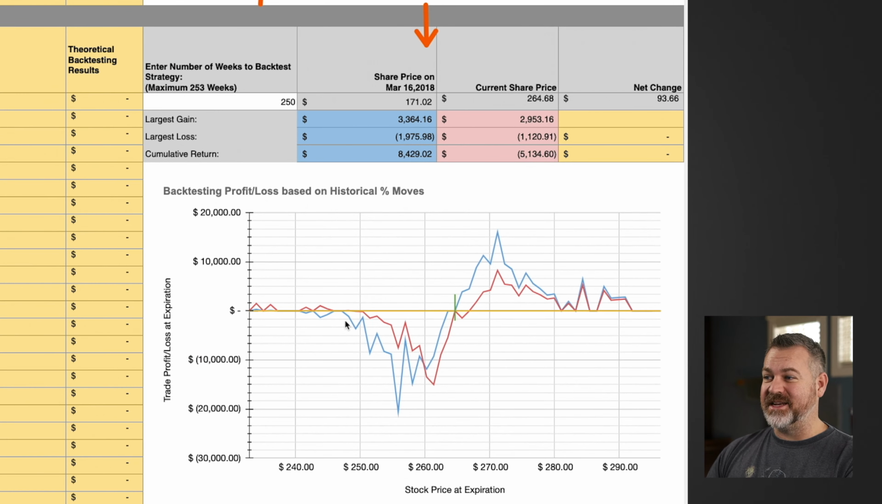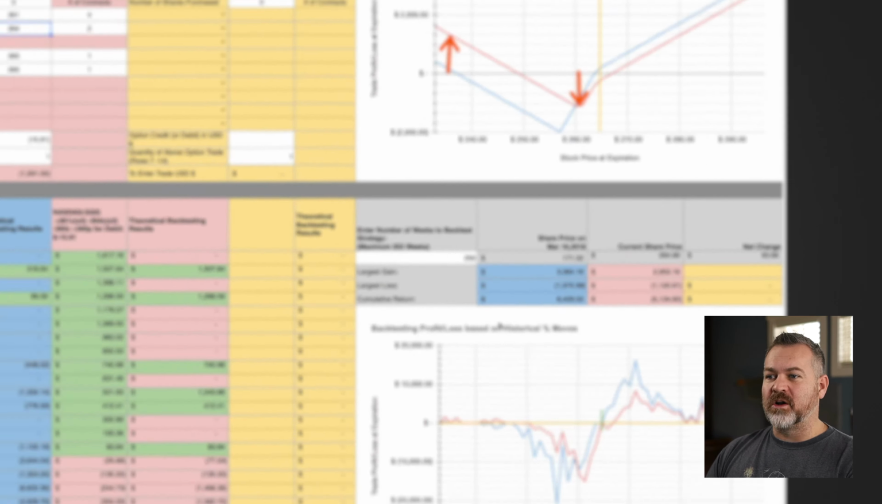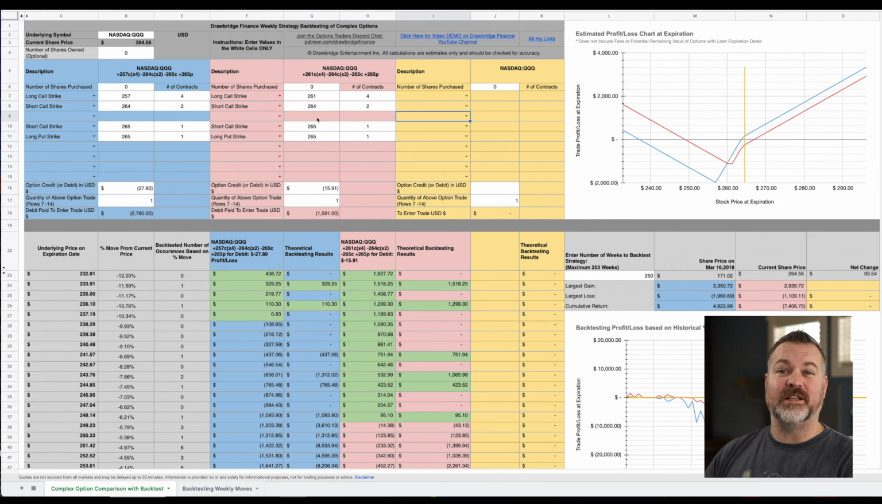Now, the cool thing is that it charts it dynamically. It shows us, over the last 250 weeks, whether or not the strategy worked or not. Now let's do a third strategy. Let's just do a zebra.